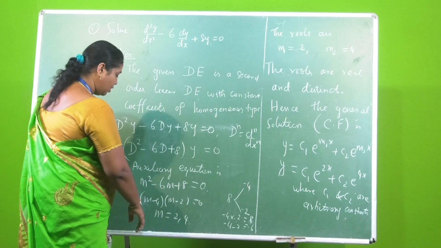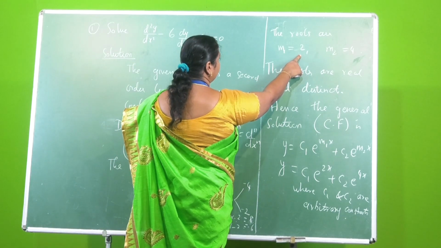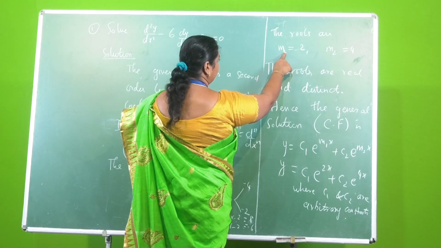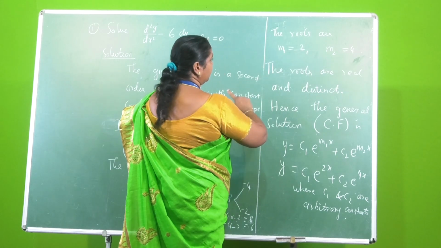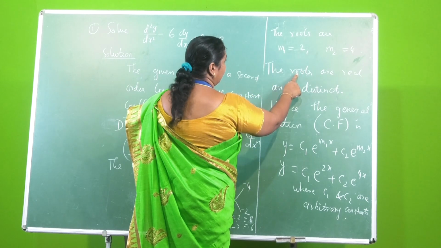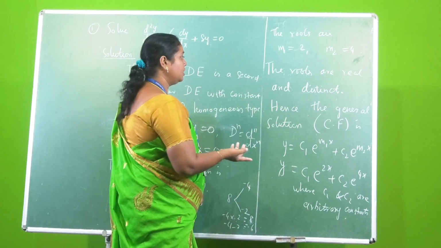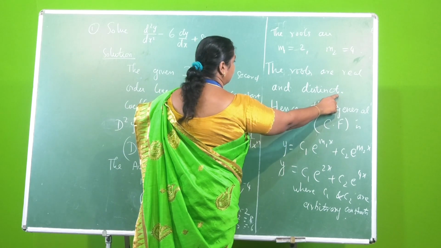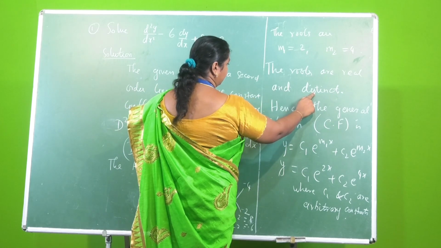Okay. So now we are finding that the roots are 2 and 4. I am giving the name m1 for 2 and m2 for 4. So the two roots are real numbers. And what about the character? They are unequal. They are not equal. So it is denoted by distinct. So you have to write the roots are real and distinct.